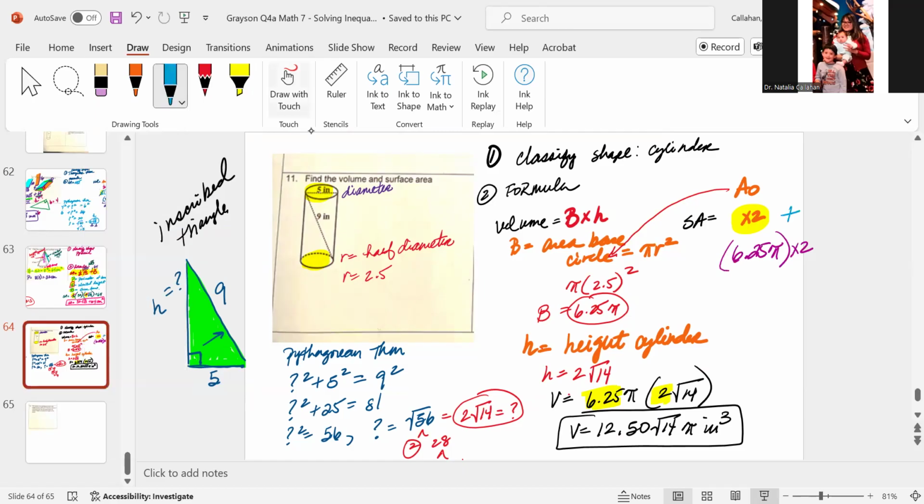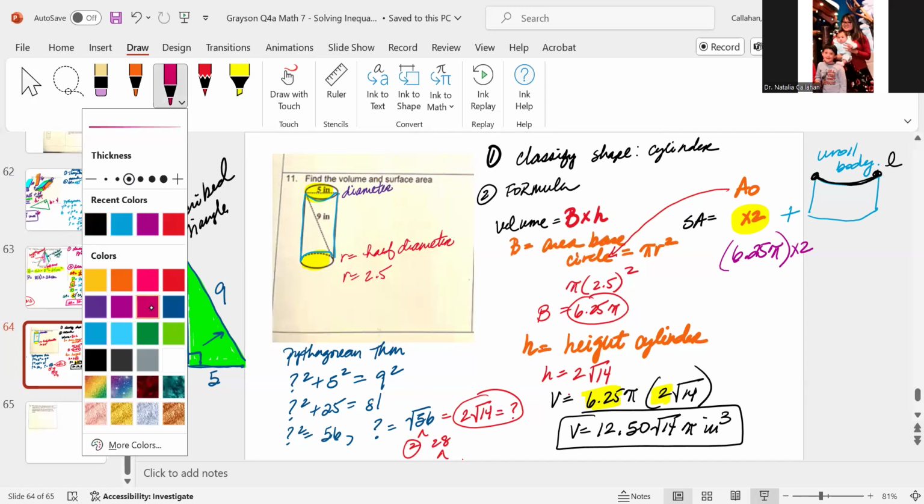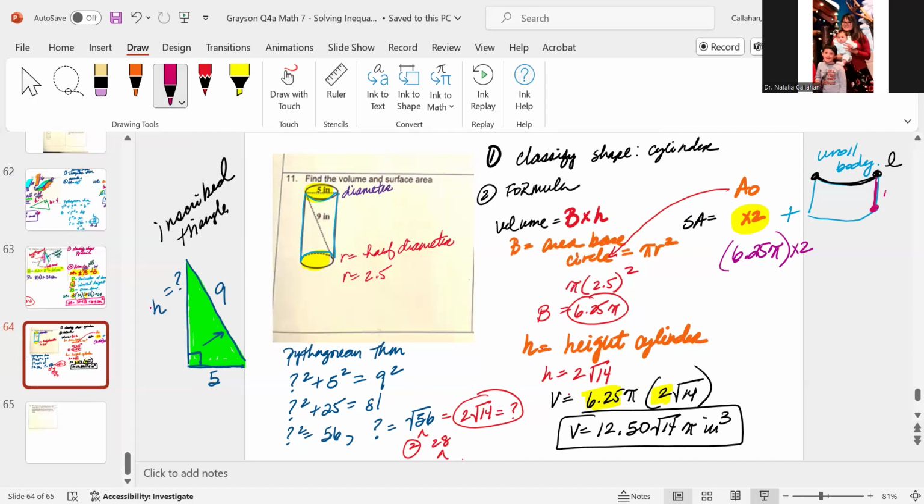plus, do you see this part right here? Like if you unroll it, do you see this thing right here? If you unroll it, wouldn't it give you like this long piece like that? Like this is going to be the unrolled body, right? So the way for you to find that is, isn't this part here going to be kind of like the length, right? And this part right here will be the width, right? Well, the width is just going to be this part right here, right?